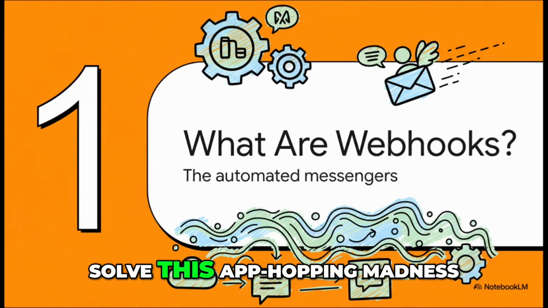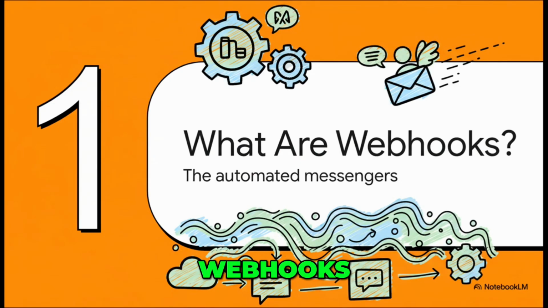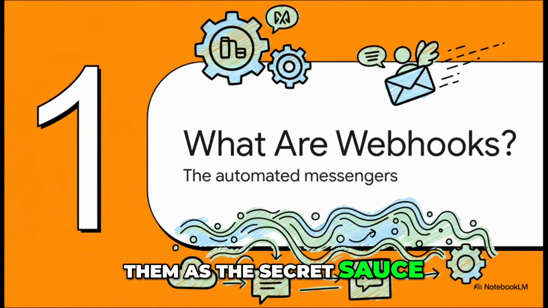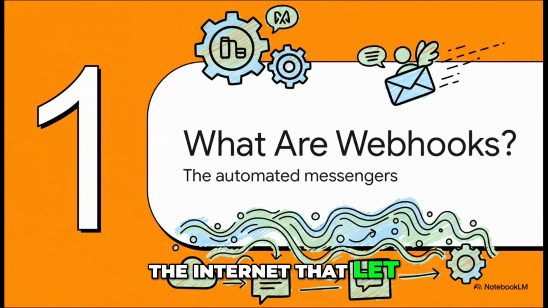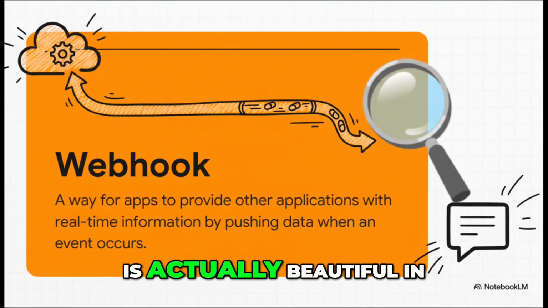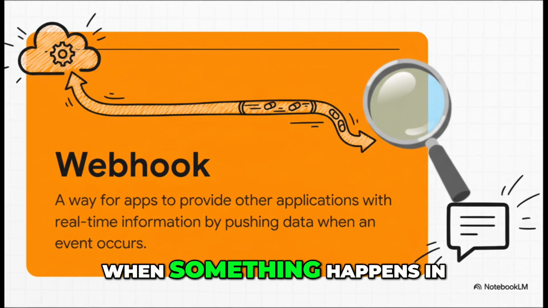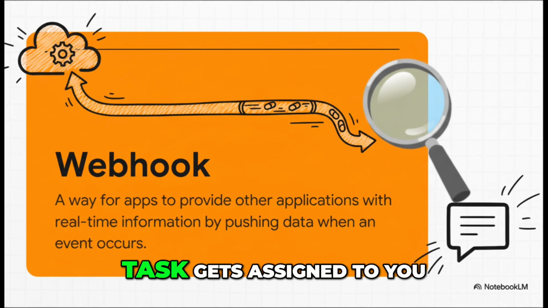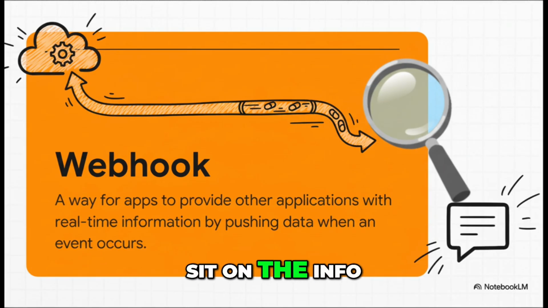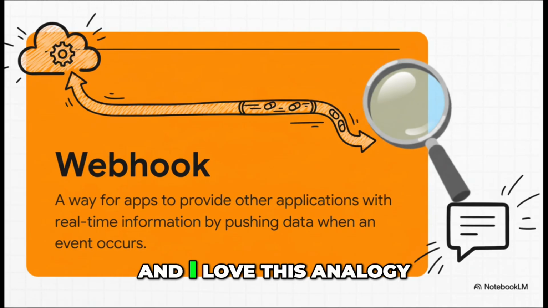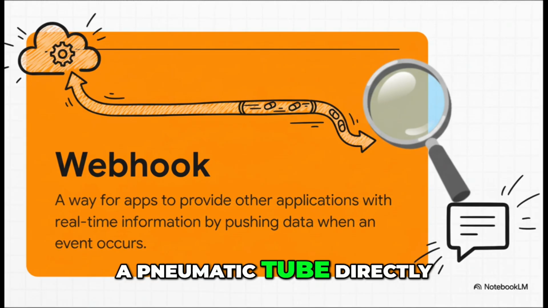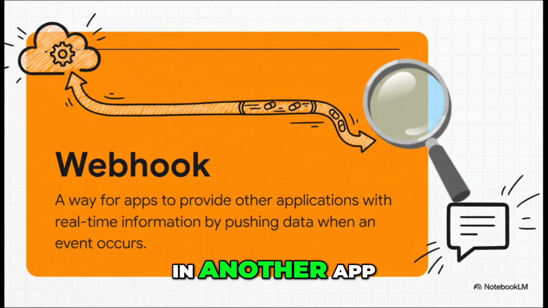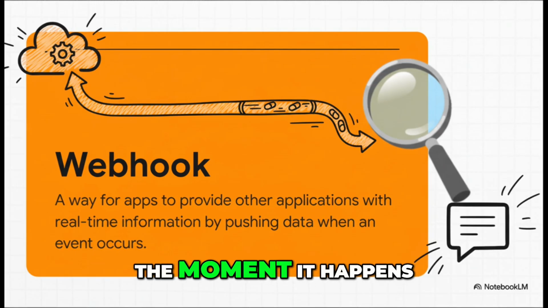So how do we solve this app-hopping madness? You guessed it, webhooks. You can think of them as the secret sauce, the automated messengers of the internet that let all your different services talk to each other in real time. The idea behind it is actually beautiful in its simplicity. When something happens in one app, like say a new task gets assigned to you, that app doesn't just sit on the info. It uses a webhook to wrap up that update into a little package, and I love this analogy, it shoots it through a pneumatic tube directly to a specific URL in another app, like your Google Chat space. It's a direct, one-way push of information the moment it happens.